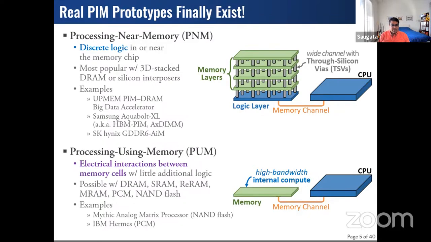I'm going to come back in a minute to the different ways in which memory technologies support this. There are actually many different ways that you can enable this today. But again, there are prototypes of these out there. For example, Mythic has been marketing their analog matrix processor, which does PUM using NAND flash to do analog matrix multiplies. And IBM about three years ago or so announced the Hermes prototype chip, which looked at how you could use phase change memory to do these types of analog multiplies.